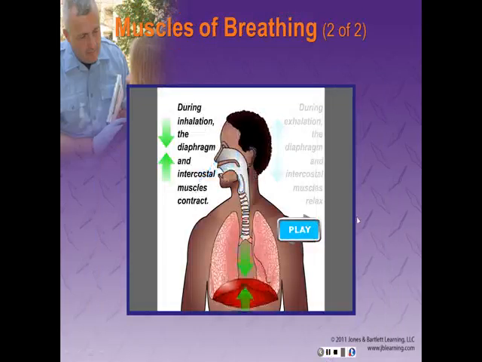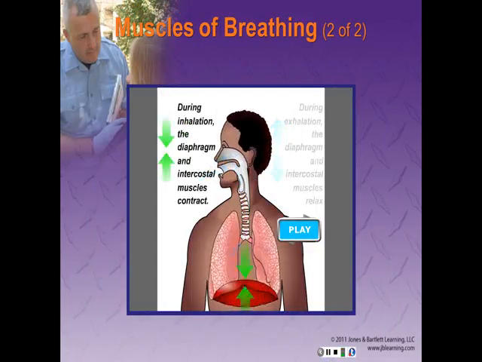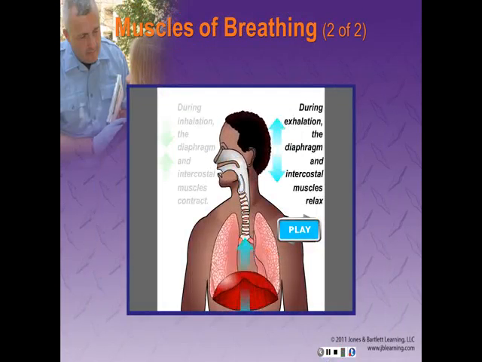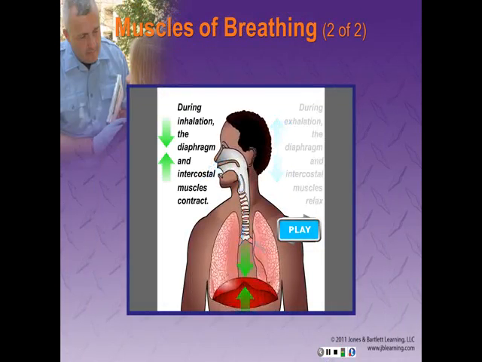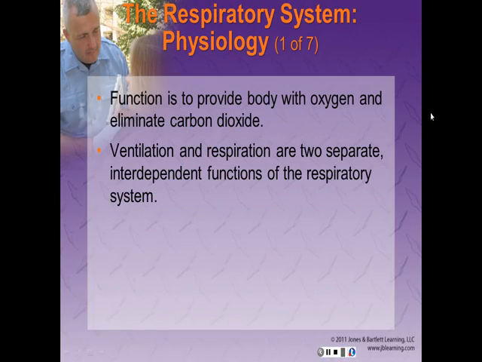As you can see from this animation, it talks about during inhalation, the diaphragm and intercostal muscles contract, and during exhalation, the diaphragm and intercostal muscles relax. Inhalation is an active process, while exhalation is a passive process. And you can see the diaphragm moving upward and then moving downward.